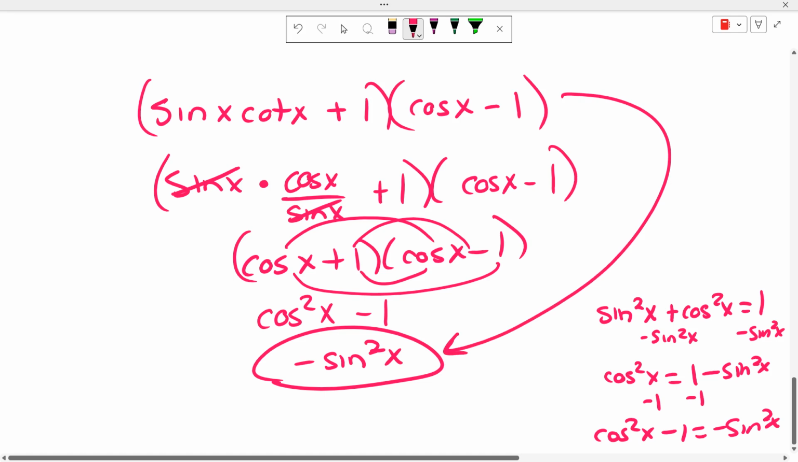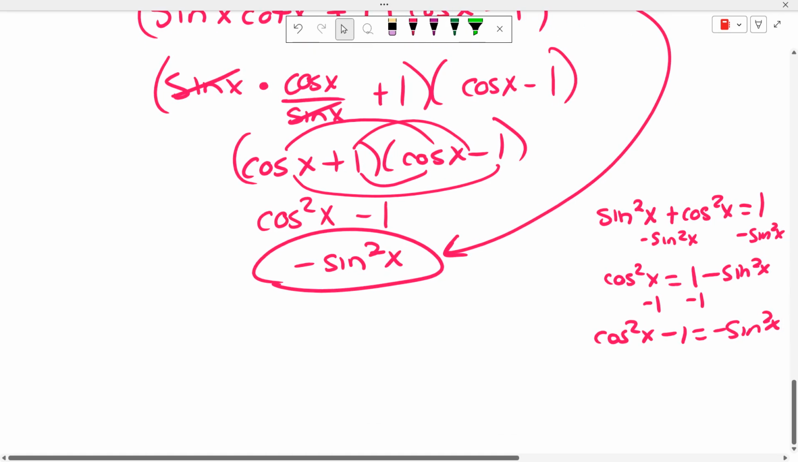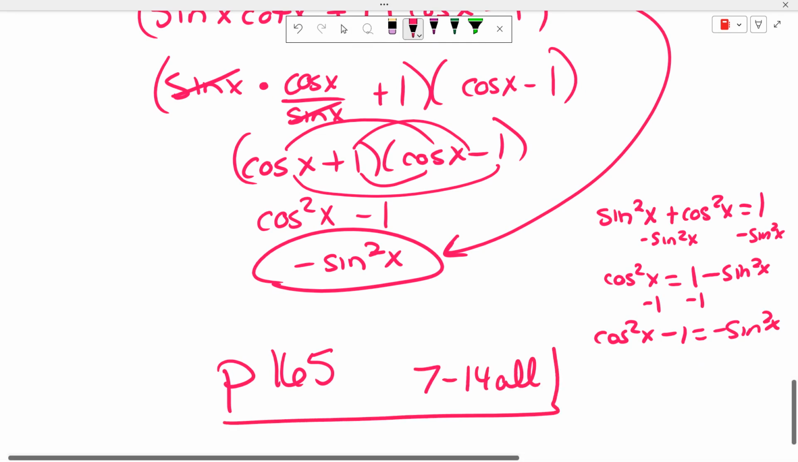Okay, so that's what we'll be doing in our first set of exercises, which should not take you too long. On page number 165, we're doing 7 through 14 all. 8 problems to start out with. Get to work, please.